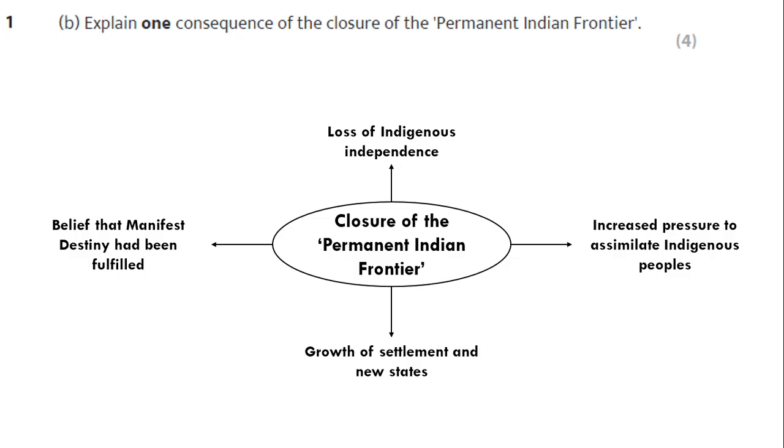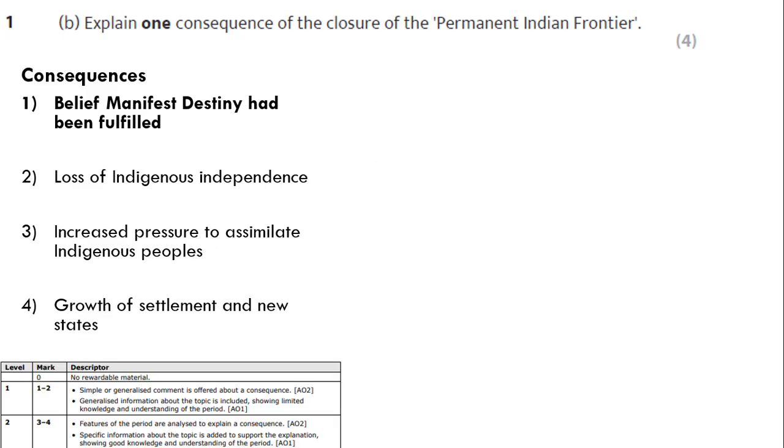It's worth remembering, of course, that the largest Oklahoma land rush happens 3 years after the closure of a permanent Indian frontier, which links very nicely to that 4th consequence. Let's look at what these would look like as 4-mark consequence paragraphs. Our first consequence is the belief that manifest destiny had been fulfilled.